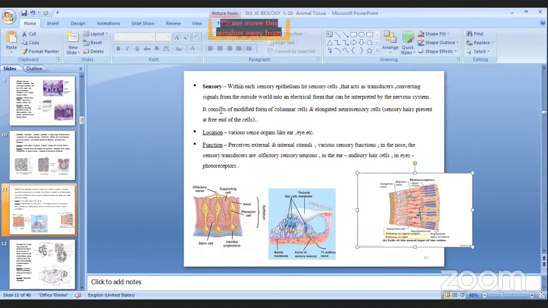Clear? Now here let's understand. It consists of modified form of columnar cells and elongated neurosensory cells. Sensory hair is present at the free end of the cells. Then location: various sense organs like ear, eye, etc. Then function: perceives or receives external and internal stimuli, various sensory functions. In the nose, the sensory transducers are olfactory sensory neurons. In the ear, auditory hair cells, and in the eyes, they are photoreceptors.